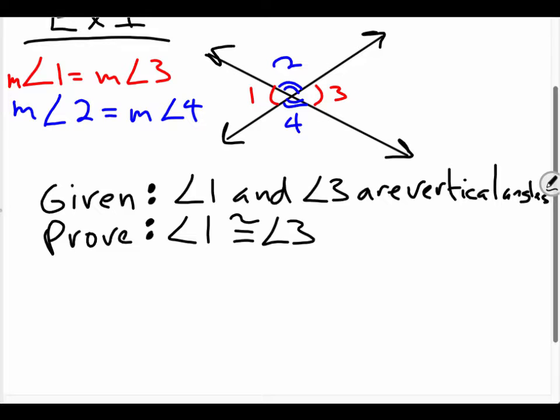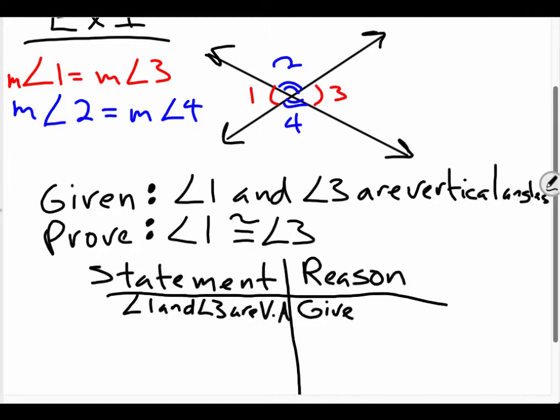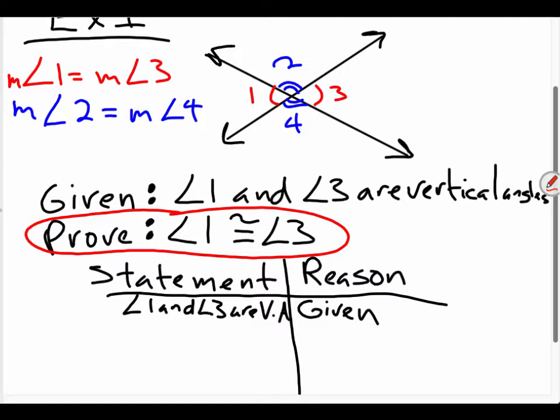Look at this picture. All right. So we're going to start with a statement, and then we're going to give a reason or justification for the statement. And so the first thing that they say is that angle 1 and angle 3 are vertical angles. And that was given. Now remember, through this whole process, we're going to end up with this. So I know what the answer is. I just got to figure out how to get there.